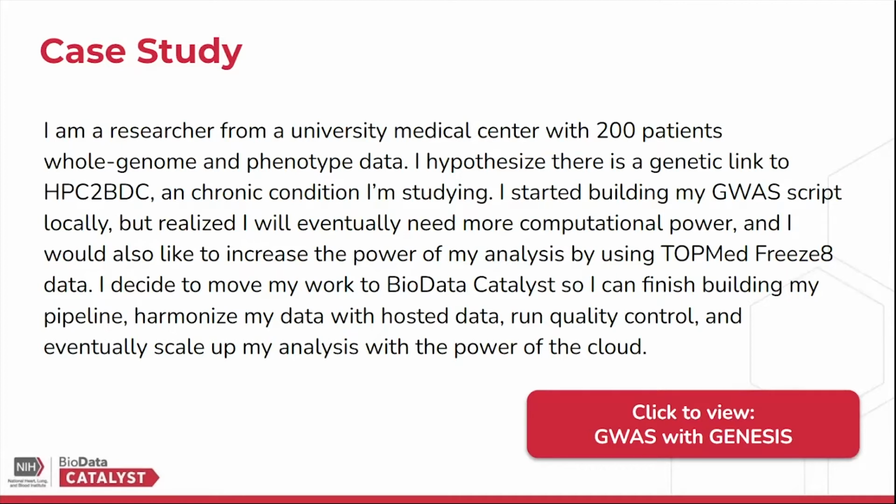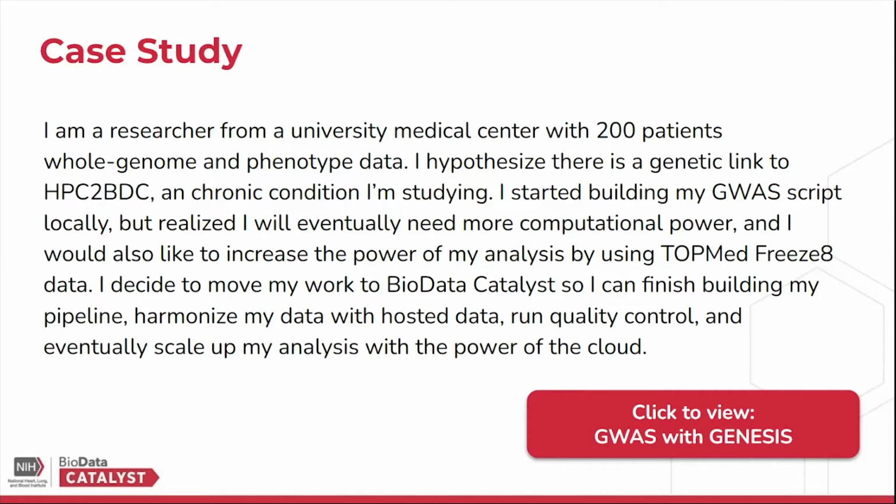I found in the TOPMed Freeze 8 data there's a great control population. So what I need to do is get on BioData Catalyst and move my script onto BioData Catalyst. I need to finish building that pipeline and test it. So that's where interactive analysis comes in to building my script. I'm going to need to harmonize the data, so between my 200 patient genotype samples and the TOPMed Freeze 8 data, I need to harmonize that. I'll need to run quality control on the genotypes here. And then eventually I'll scale up my analysis with the power of the cloud.